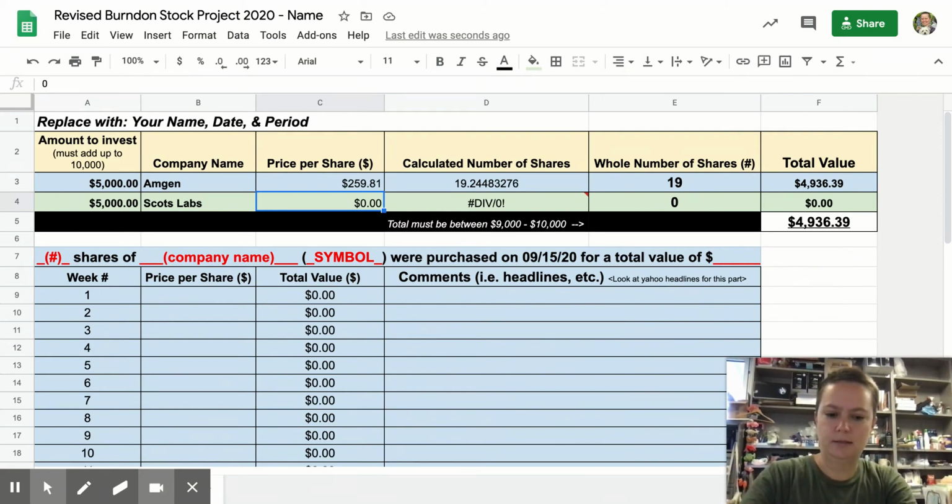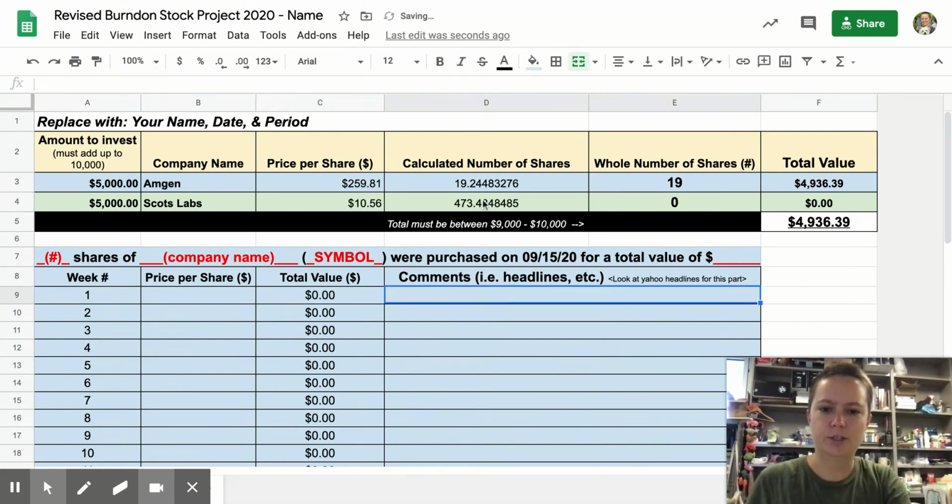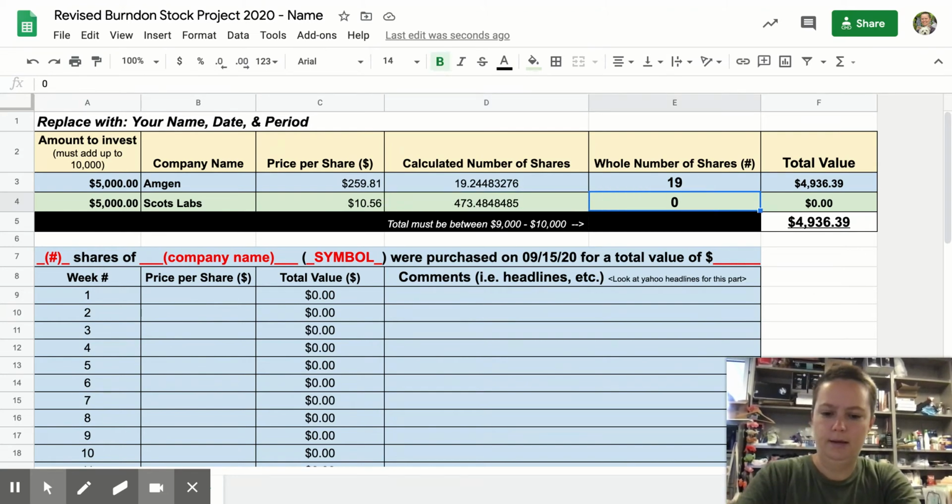So let's say it's 10.56 right now. Again, this should pop up. Okay, you'll get some number here with some decimals probably. You're going to round down, okay, 473 to the nearest whole number. Okay, and you should end up with a total that's close to 10,000, but not over. You don't want to go over, which is why we rounded down to the nearest whole number. Okay, great. So these whole numbers of shares are what are going to be important going forward.